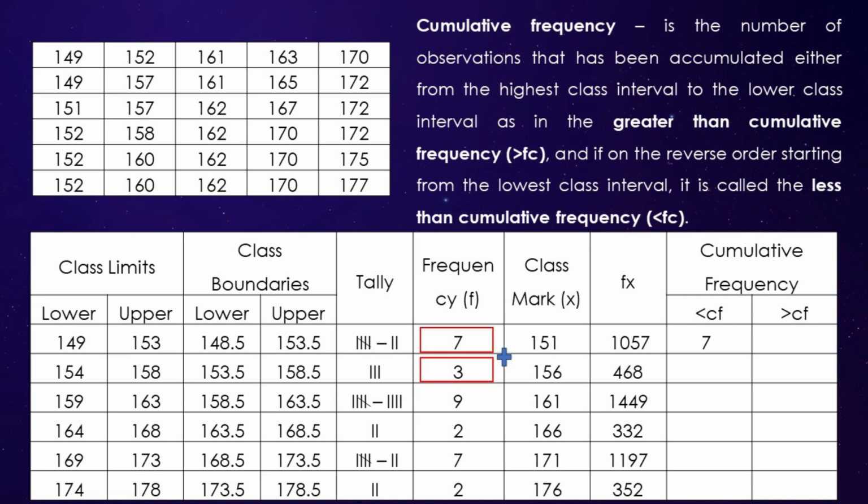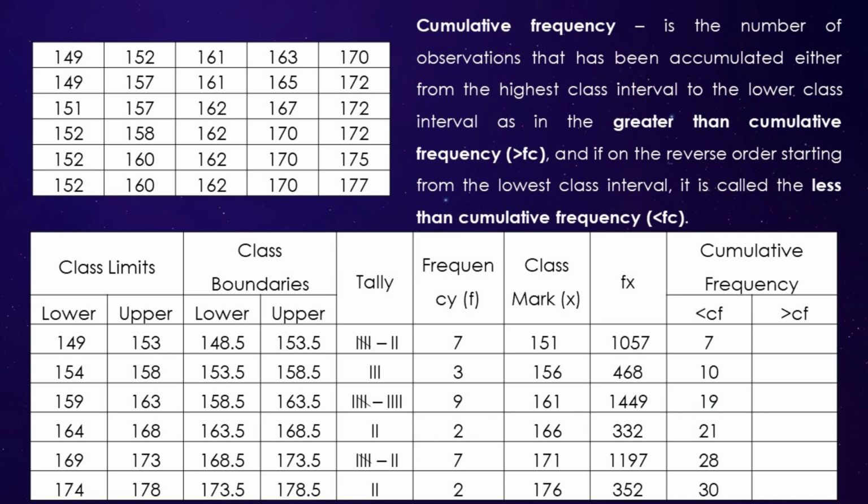To calculate the less than cumulative frequency, just copy the first frequency, which is 7, then add the succeeding frequency, which is 3, and that gives us 10. To determine the next less than cumulative frequency, just add the previous result, which is 10, to the frequency next to 3, which is 9, and that gives us 19. Then, 19 plus 2 gives us 21. Continue the pattern to complete the column for less than cumulative frequency.